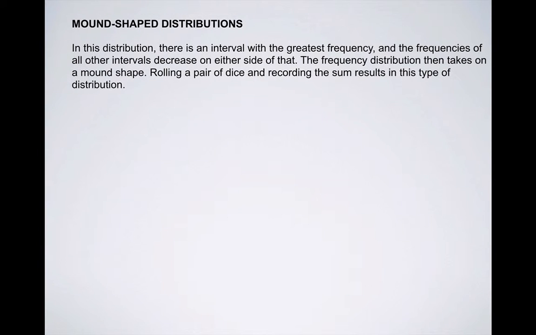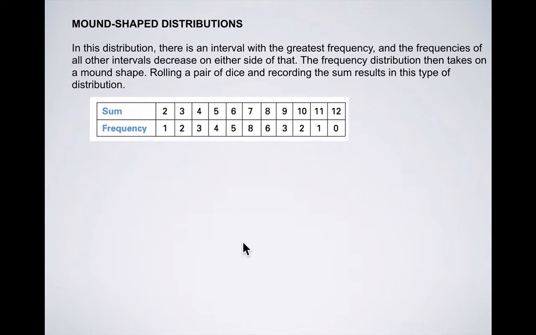Now, mound-shaped distributions, this is where the middle interval has the greatest frequency. It takes on a mound-shaped distribution, or it looks almost like a hill. And we'll look later on at what's called the normal curve, and we'll see that that is a mound-shaped distribution as well. Now, if you roll 2 dice in this case, then you expect the frequency of a 2 to be very low as well as a 12. And then as you move closer to 7, the frequencies will increase. And then when you move greater than 7, the frequencies will start to decrease.